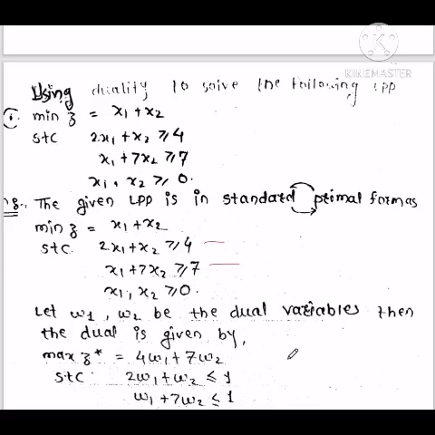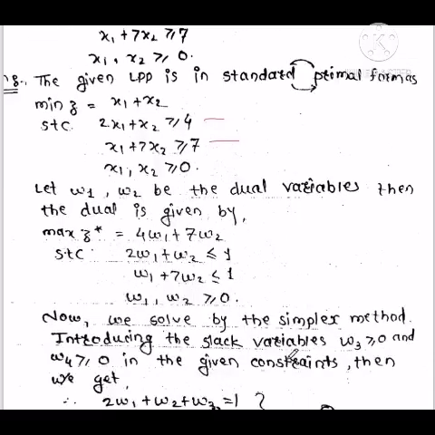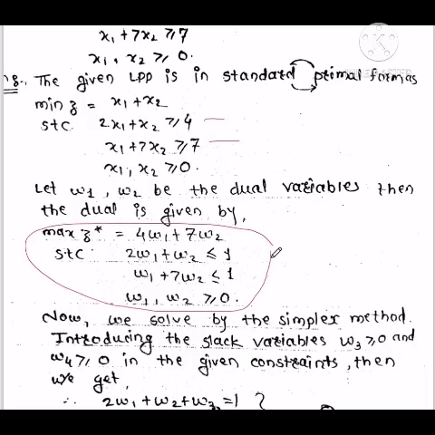Then the dual is given by maximize Z star equal to 4W1 plus 7W2, subject to the constraints 2W1 plus W2 less than or equal to 1, W1 plus 7W2 less than or equal to 1, W1, W2 greater than or equal to 0. So this is the dual problem of the given primal problem. Now we will solve this problem by using the simplex method.